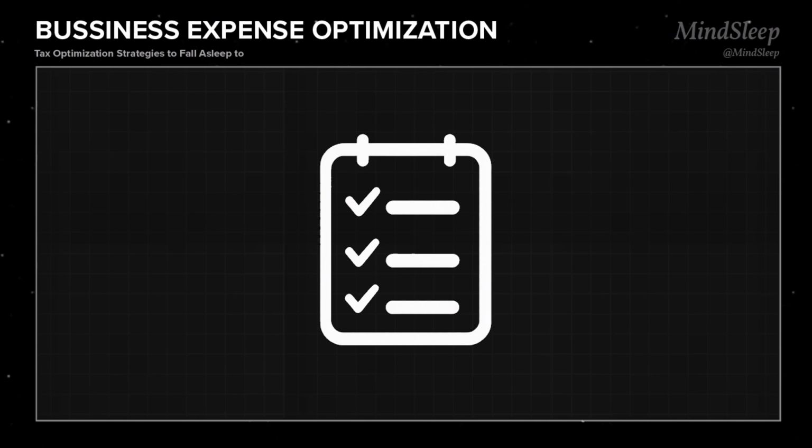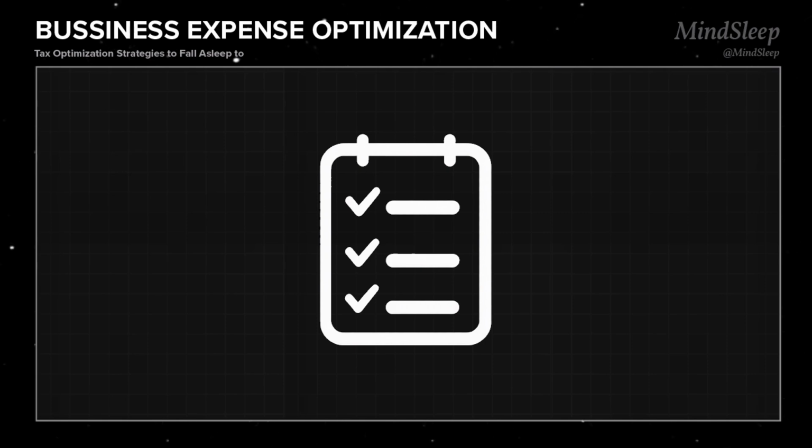The concept of ordinary and necessary expenses, while straightforward in theory, often becomes a gray area in practice. This is where the art of business purpose optimization comes into play. It's not enough for an expense to be merely helpful. It must be appropriate and helpful. The challenge lies in articulating and documenting the business rationale behind each expenditure.